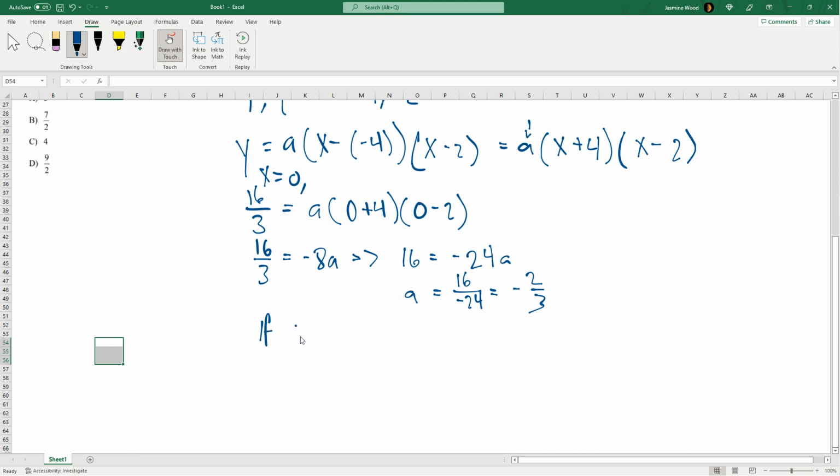So if x equals negative 1, y, or actually vy, we'll call that the y value of the vertex, is equal to 2/3. I'm just going to verify that. Negative 24, yep, it's 2/3. So 2/3 times negative 1 plus 4 times negative 1 minus 2. I'm just going to plug it into my calculator directly instead of doing it by hand.